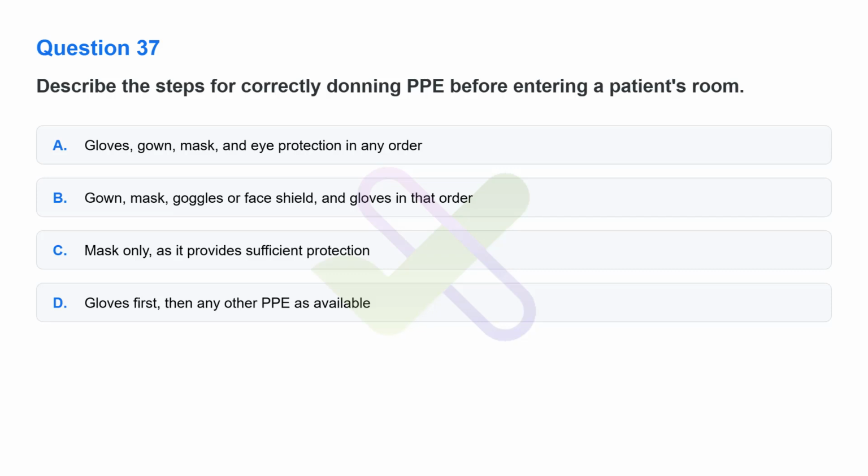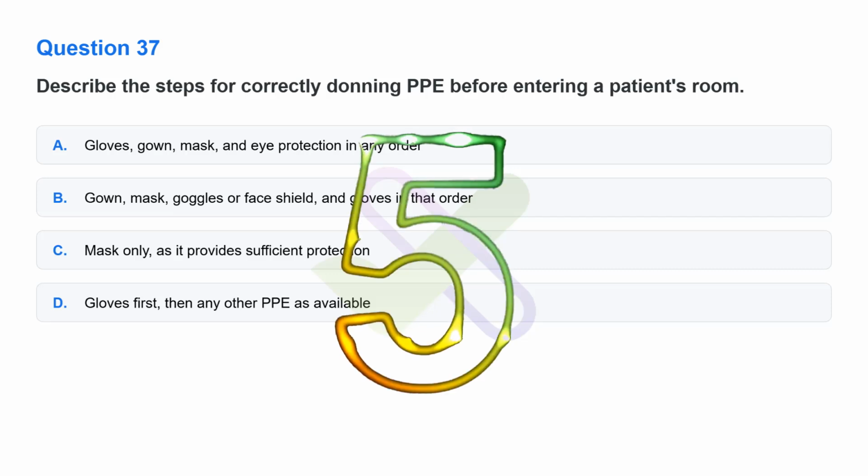Describe the steps for correctly donning PPE before entering a patient's room. A. Gloves, gown, mask, and eye protection in any order. B. Gown, mask, goggles or face shield, and gloves in that order. C. Mask only, as it provides sufficient protection. D. Gloves first, then any other PPE as available.